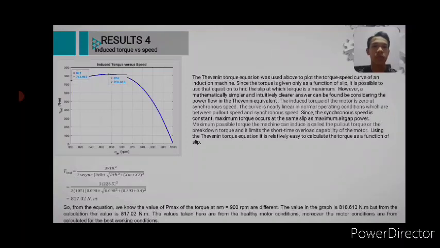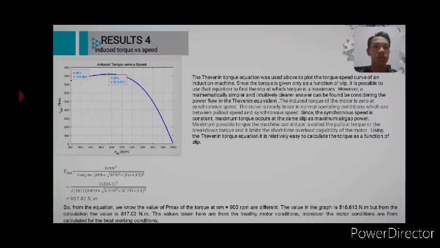Induced torque based on the graph shows the induced torque versus speed. The Thevenin torque equation was used above to plot the torque-speed curve of an induction machine. As you can see from the graph, the curve is nearly linear in normal operating conditions, which are between pull-out speed and synchronous speed.